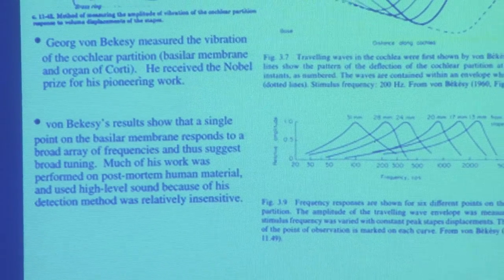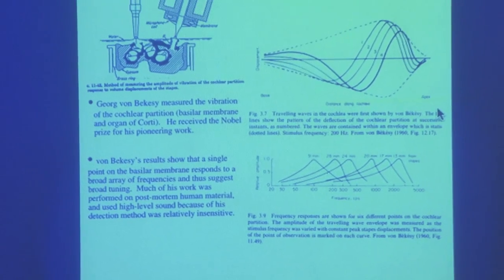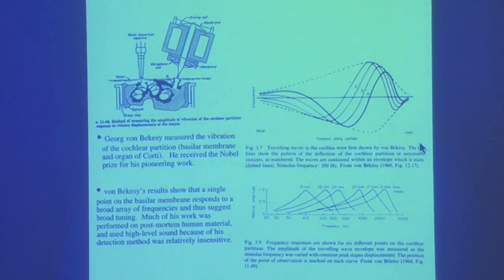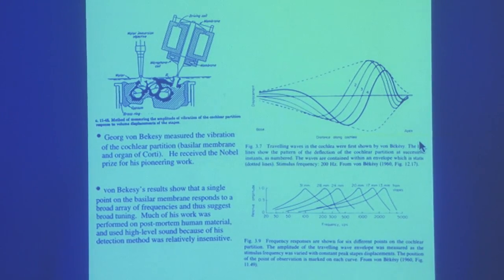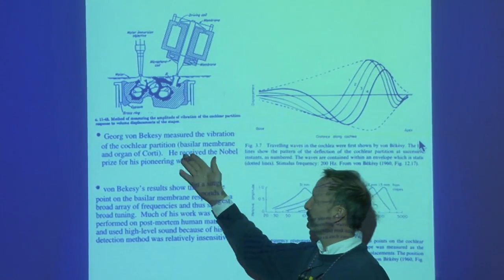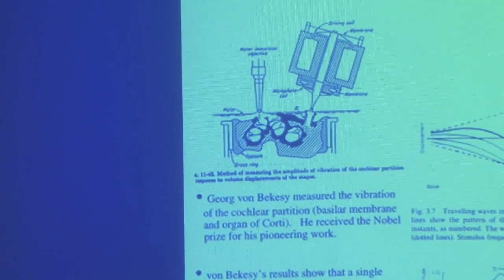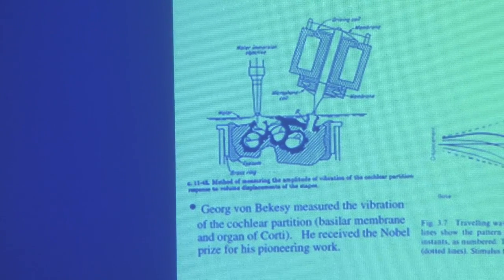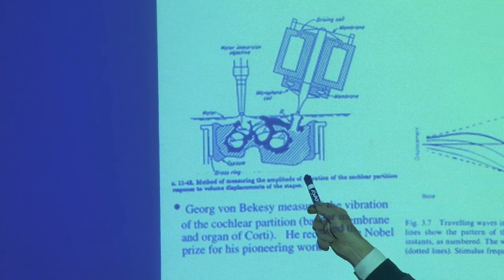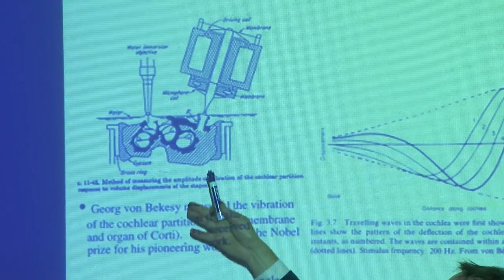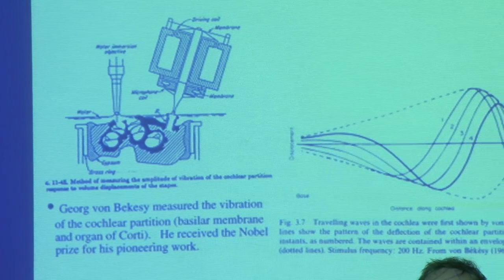And during the 1930s and 40s, people started thinking about, well, how does this thing move when you stimulate the ear with sound? And Georg von Békésy, as I've said before, was the first to make really good measurements of the motion of the basilar membrane in response to sound. And this is a cutaway diagram of his experimental setup. This is the cochlea in cross-section.